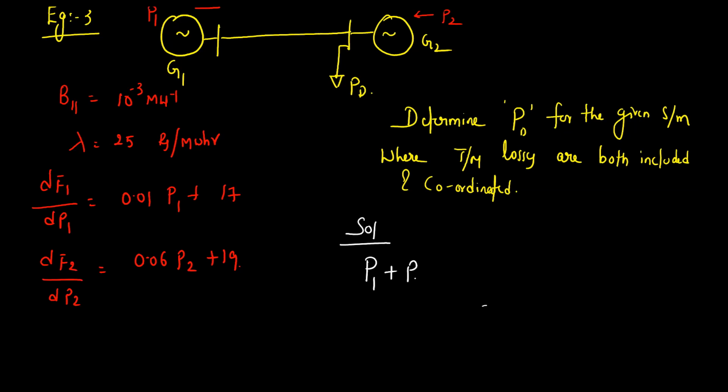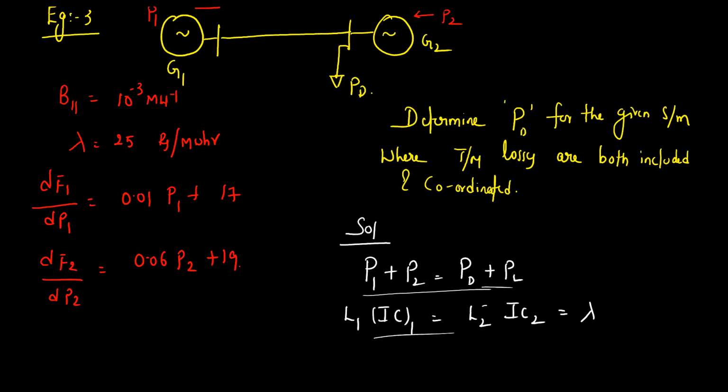P1 plus P2 is equal to PD plus PL. This is the first condition which we have to consider. The second one is the product of penalty factor and incremental cost: L2 into IC2 should be equal to lambda, which he has given. So we have to solve the problem by taking these two equations.